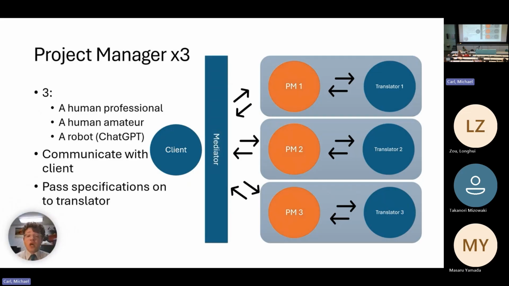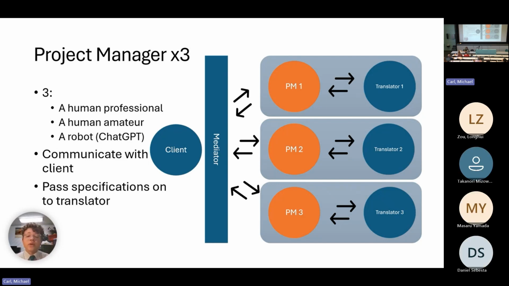Now let's move on to the project managers, or PMs. There were 3 distinct PMs in our setup, each representing a different level of professional expertise. PM1 was a human professional, someone with years of direct experience in project management within the language services industry. PM2 was a human amateur who had no formal training or professional experience in translation project management.